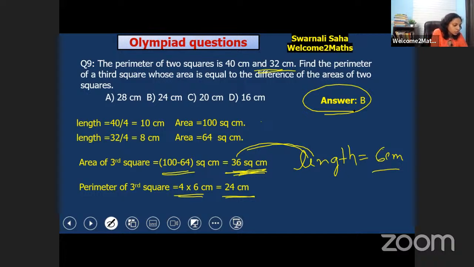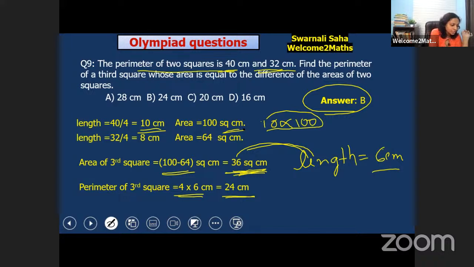Length here is 2 square. Perimeter of 2 square is 40 centimeter and 32 centimeter. So length would be how much? Perimeter is given, 4 into A is equal to 40. So length would be how much? 40 by 4, so it is 10 centimeter. And area would be 10 into 10, that is 100 centimeter square.